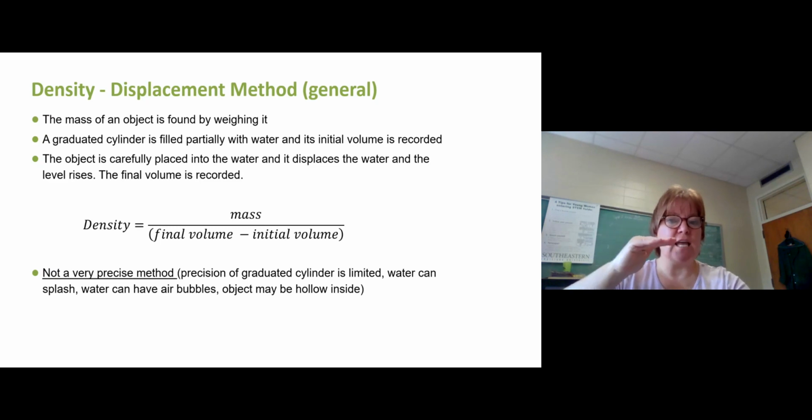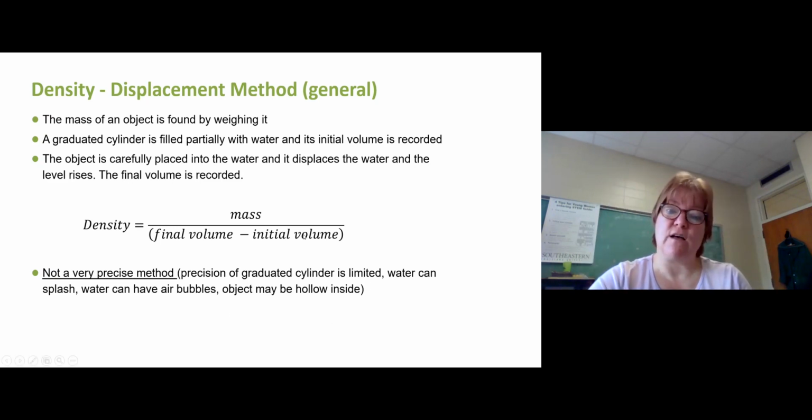It turns out that the change in the volume, how much the volume rose by, is the volume of the object. The reason it rose is because the object was taking up the space where water previously was, and it pushes the water up. So I can take the final volume minus the initial volume, get the volume. Once I have that answer, I can take the mass divided by the volume. I can do it in one step as well.